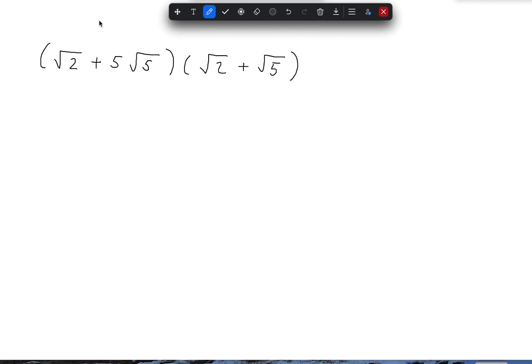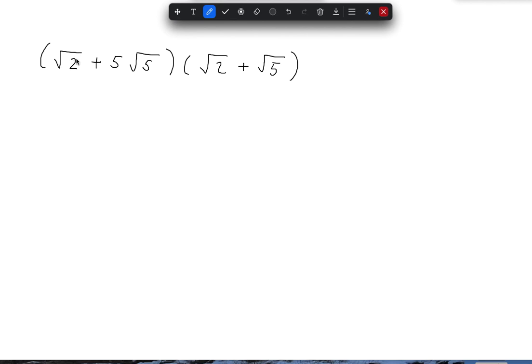Okay, so this one's basically just a FOIL, so we're going to do first, and then outer, inner, and last. But it has really hard numbers. So I'm going to write an extra step here where I just kind of show all the things I'm about to multiply so I have them to point at.